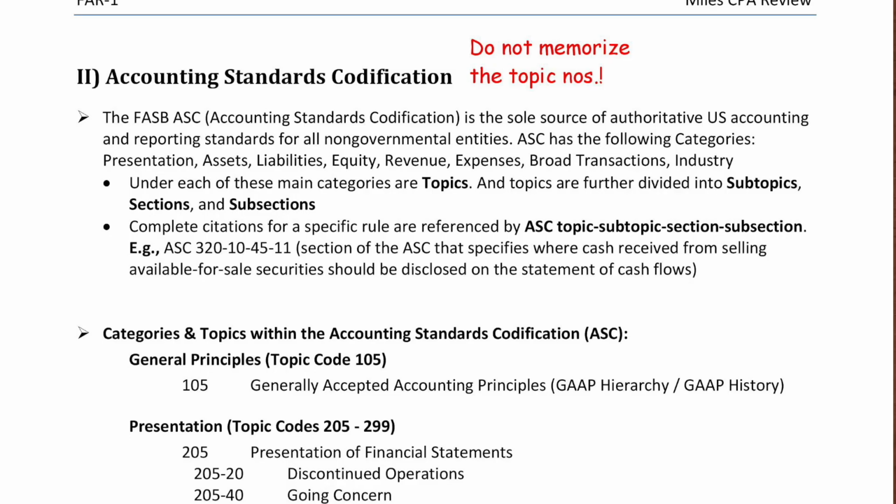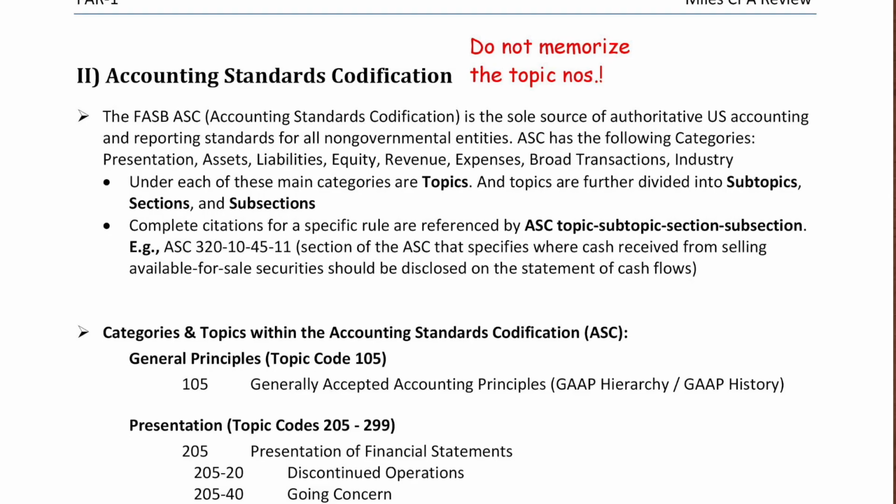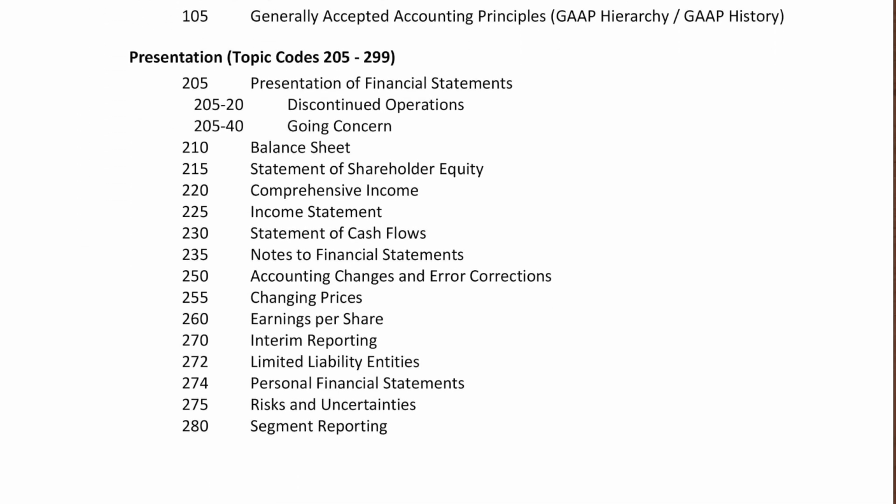But as you go through these, you've got general principles. So you've got topic code 105, which is around GAAP hierarchy or GAAP history. And then you've got presentation, which is topic codes 205 to 299, which starts with presentation of financial statements, balance sheet, statement of stockholders' equity, comprehensive income, income statement. 230 is statement of cash flows. 235 is notes to the financials. 250 is accounting changes and error corrections. 255 is changing prices. 260 is earnings per share. You've got interim reporting at 270. And then it goes all the way to 280, which is segment reporting.